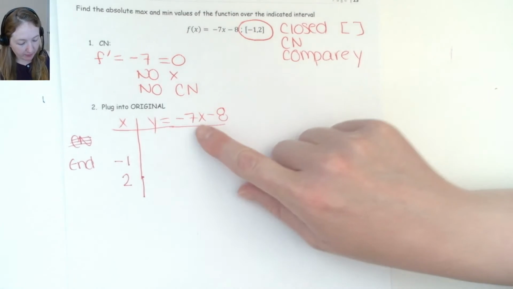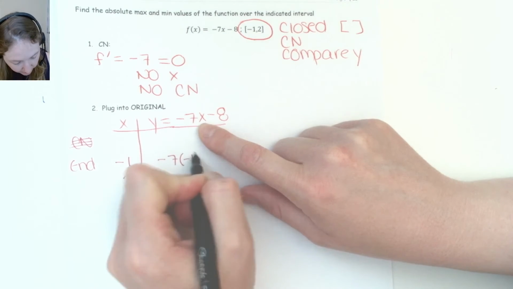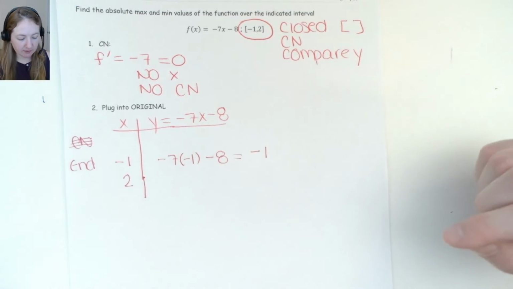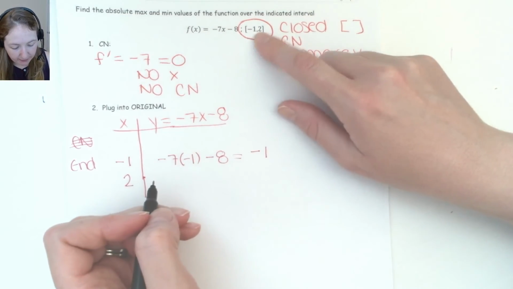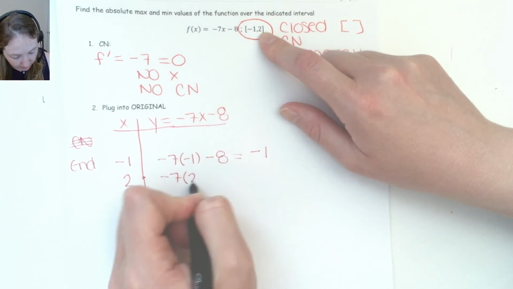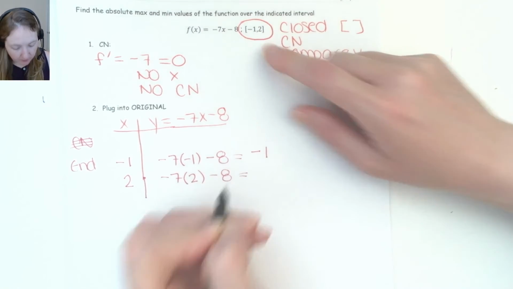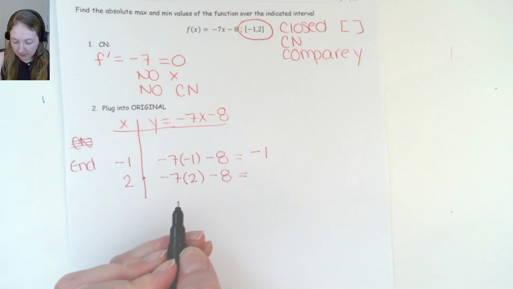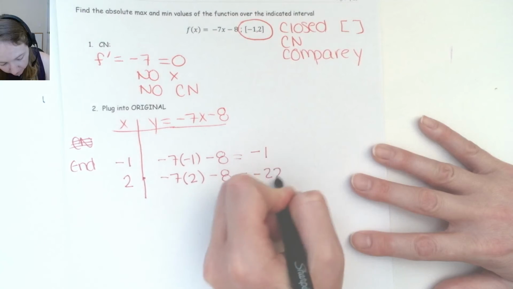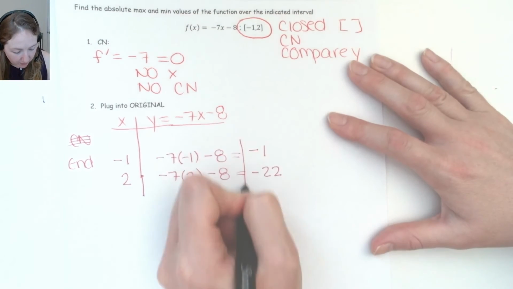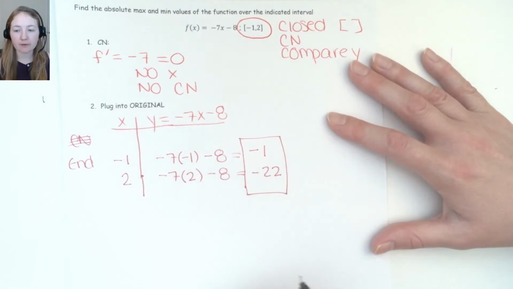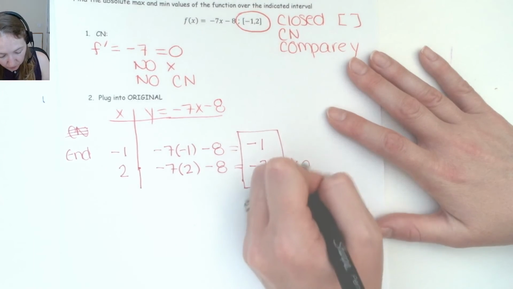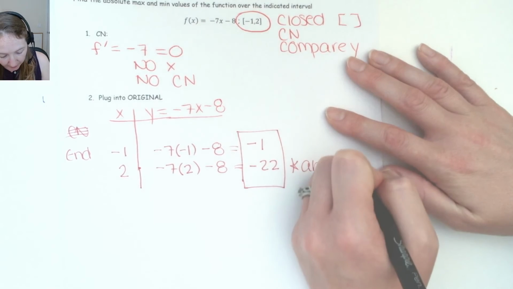So what we'll do is we'll plug in -1 first, and that's going to give us a positive 7 minus 8, so that gives us -1, and then we'll plug in our 2, so -7 times 2 minus 8, so that's going to give us a -14 minus an 8 is going to give us a -22. And then we compare these y values. So the smaller y value here is the -22. That's going to be your absolute min.